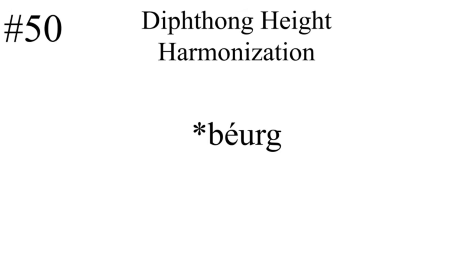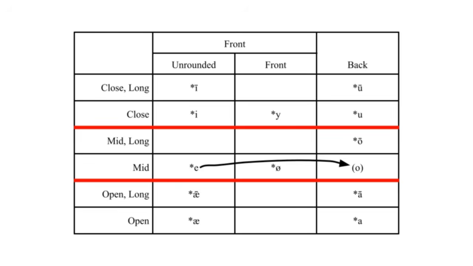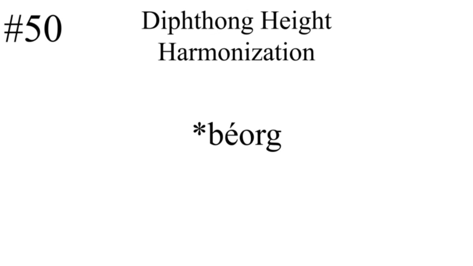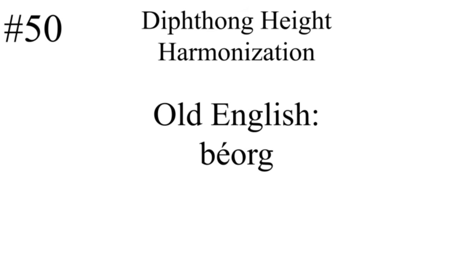Next up is another big one, diphthong height harmonization. The two halves of a diphthong or changing vowel want to stay in the same position in terms of openness, so the open e drags the close u down to the open o. Berg, and we can drop the asterisk because this is attested in Old English inscriptions.